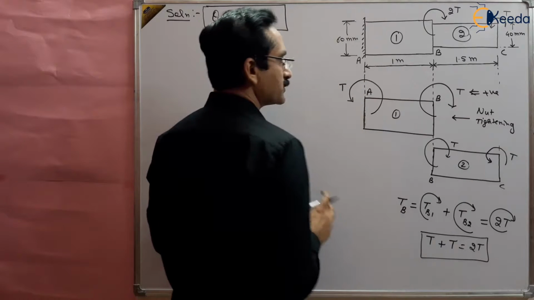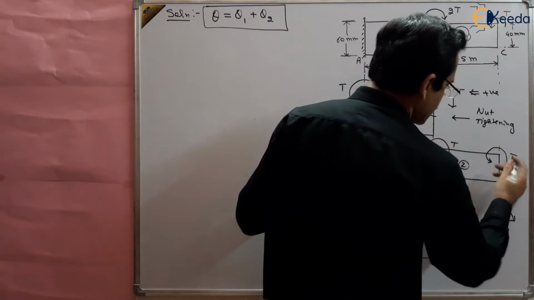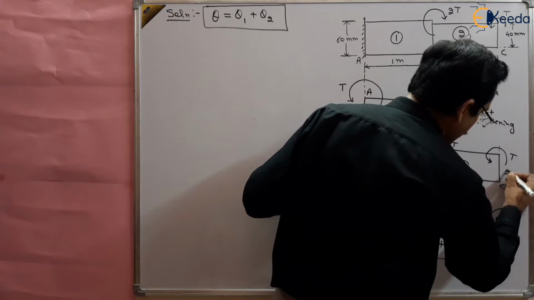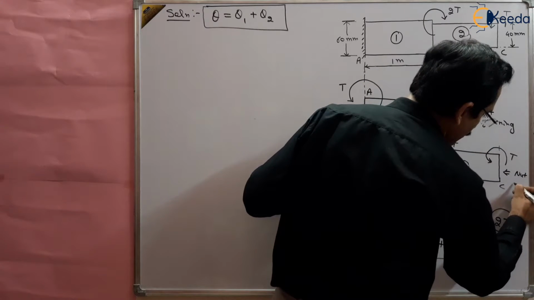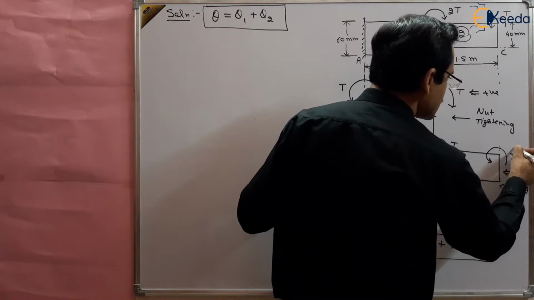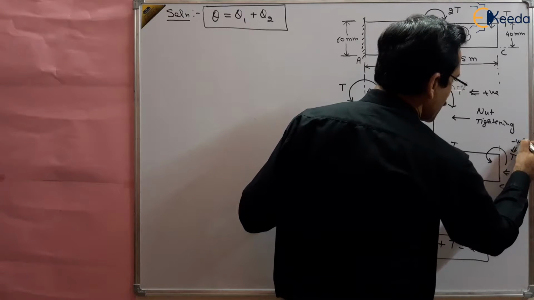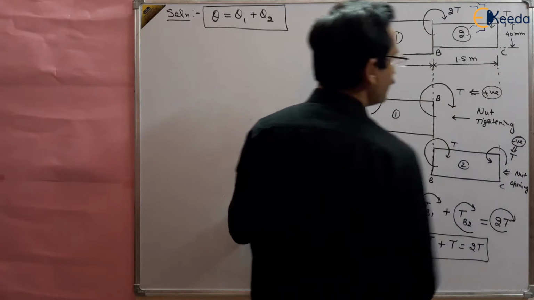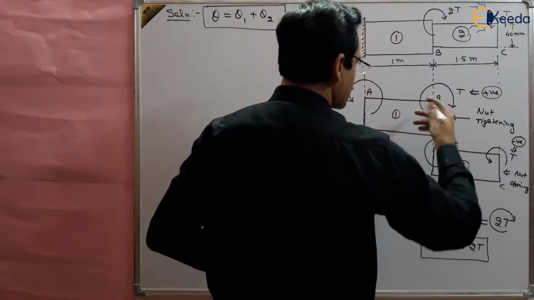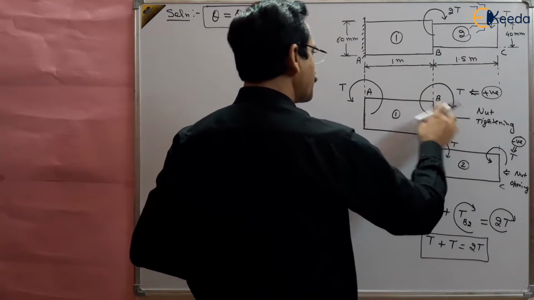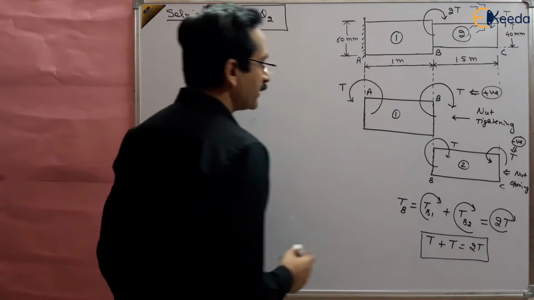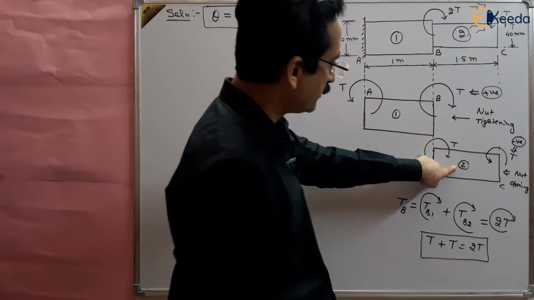The torque acting on this is positive, right? And this is anti-clockwise, opening the nut, right? So this is nut opening. So this means this torque is negative, and this is positive, right? So this is clockwise, tightening the nut, this is positive, and this is anti-clockwise, opening the nut, this is negative. So we can write theta 1 is positive, theta 2 is negative.